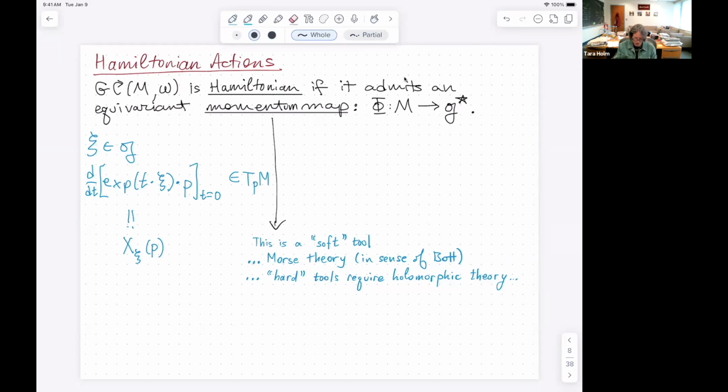And the Hamiltonian condition tells us that if I take that vector field and plug it into the first coordinate of the symplectic form, this is still a closed one form, and Hamiltonicity requires that this be exact. So this is d of something, and this φ is the Hamiltonian function.